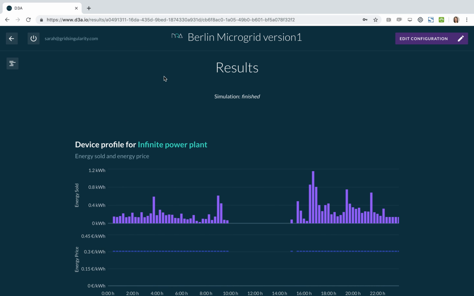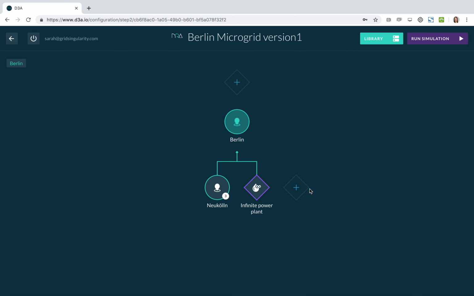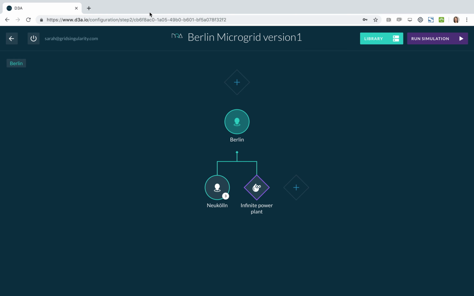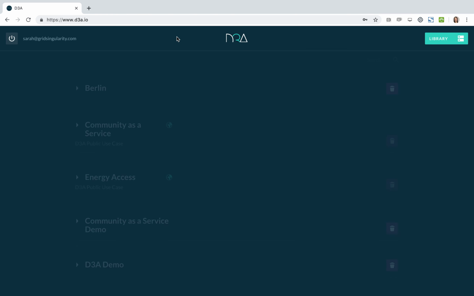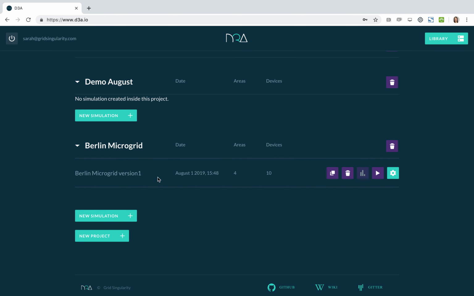Great. To summarize, from the results page, what you can do is edit your configuration. In this case, we could go and add another device here and run the simulation again. So you have this opportunity. Or on the main home page, you can go to your simulation and actually make a second version.